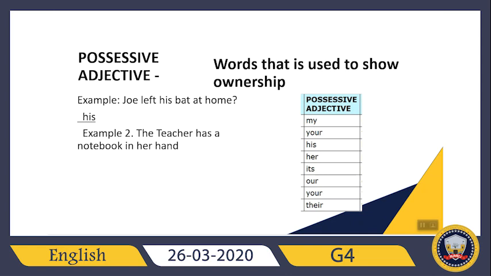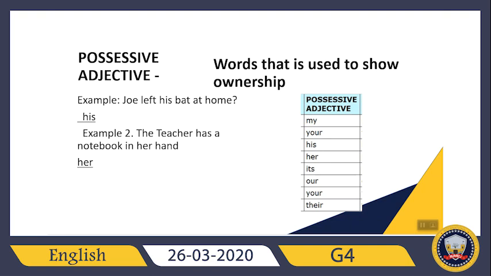The teacher has a notebook in her hand. So, if you want to pick out the possessive adjective in this sentence, what will you pick? Think. I'm going to give you some seconds. Think about it. Fine. It's going to be her, because it possesses the owner. Because possessive adjectives are words that are used to show ownership.